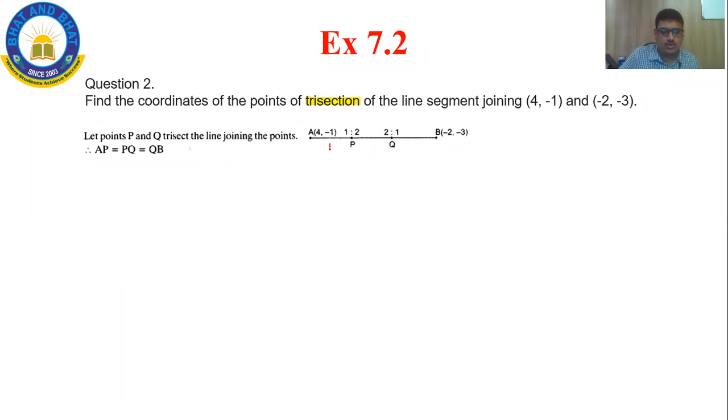See, I said 1:1:1. Why is it so? Because all the 3 parts are equal, that is, AP equals PQ equals QB. But if I have to take AQ, that is these 2 points, for these 2 points, what will be the ratio? 1:1 plus 1, that is 1:2. That is why I have written this part here.